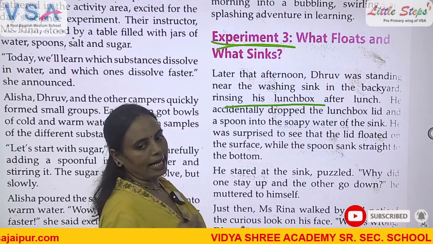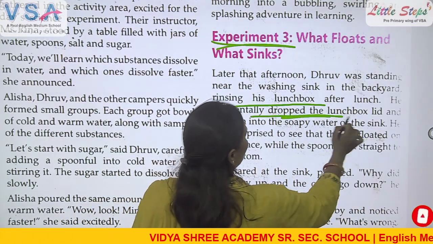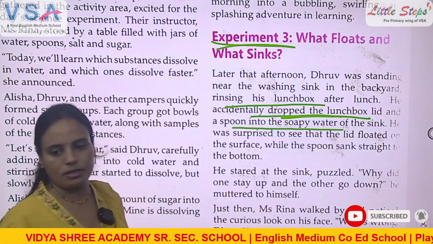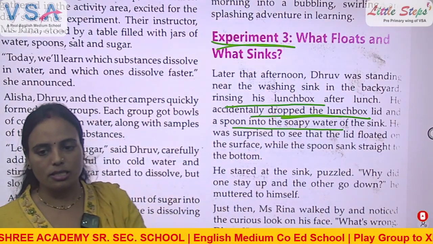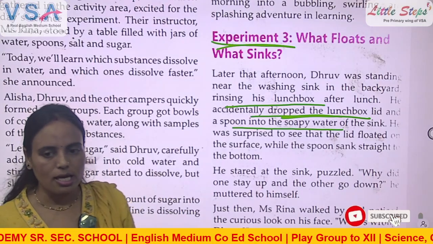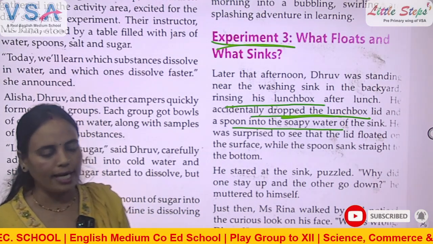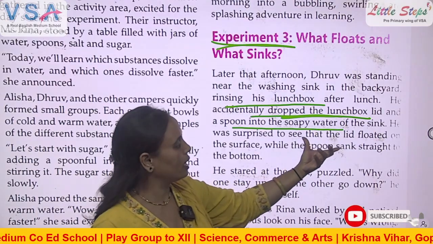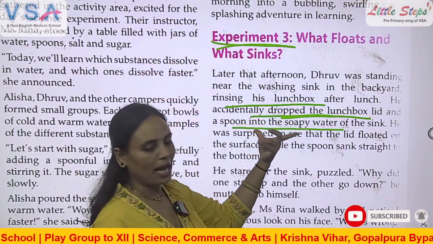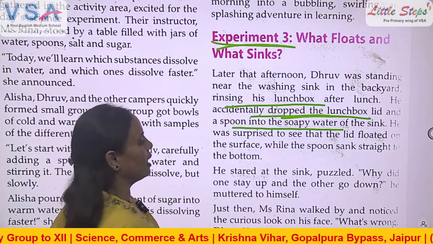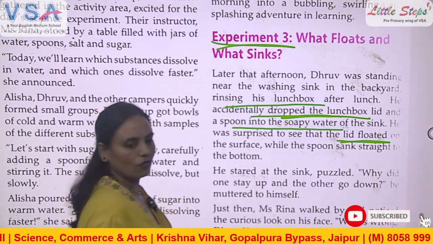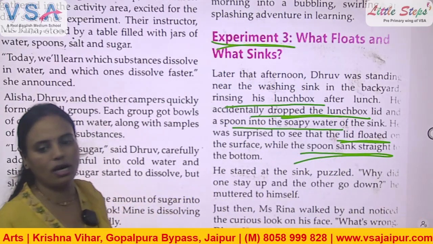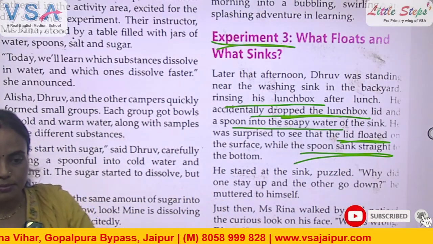Okay. So accidentally he dropped the lunch box lid and a spoon into the soapy water. The lid of the lunch box and the spoon go in the water. And he was surprised to see that the lid floated, and the spoon sank straight to the bottom.